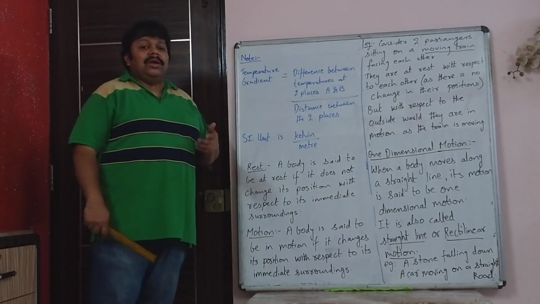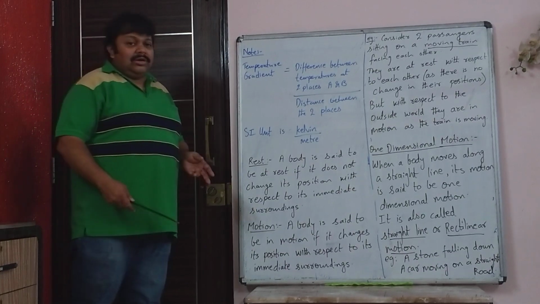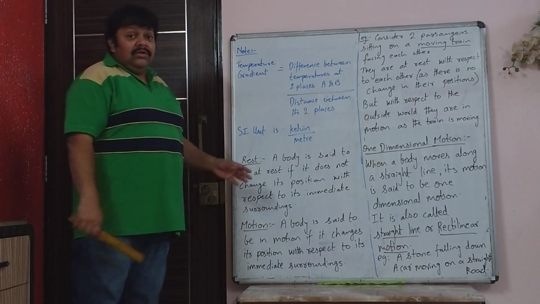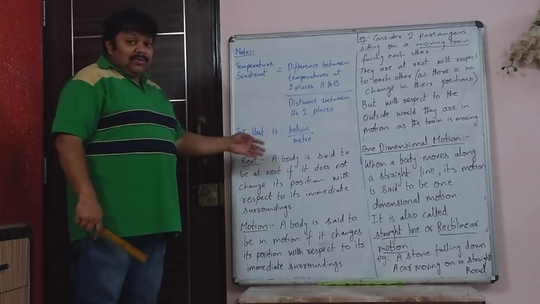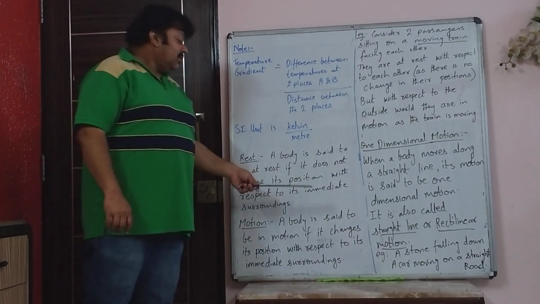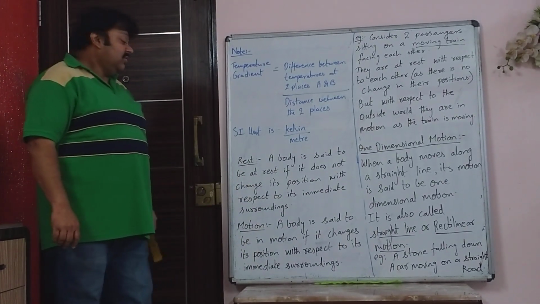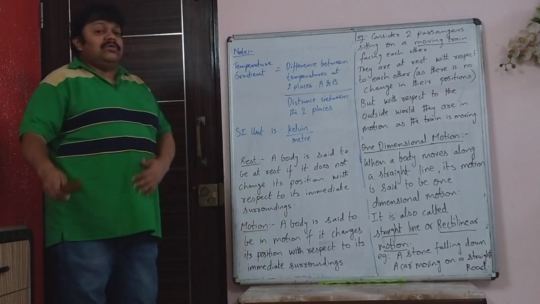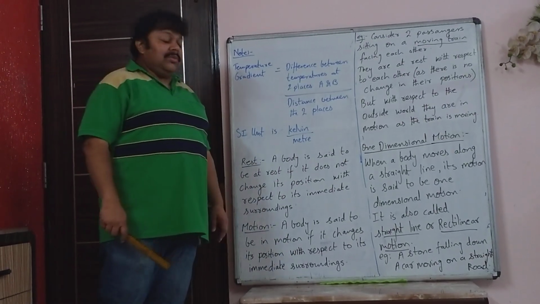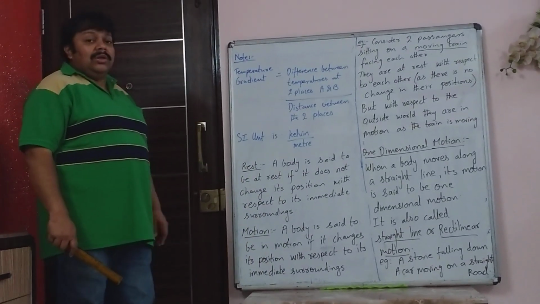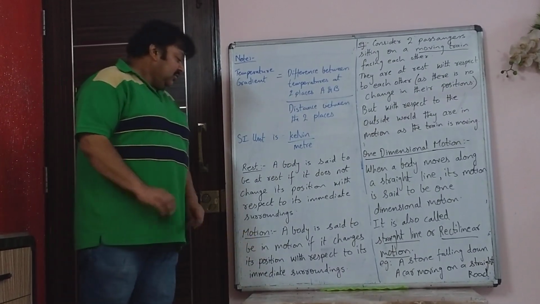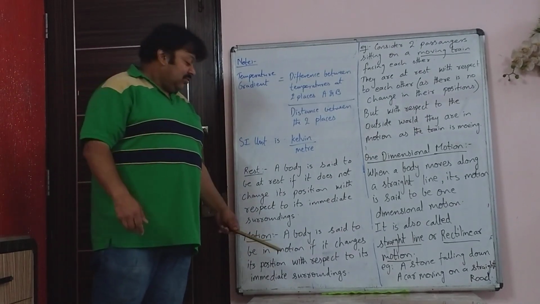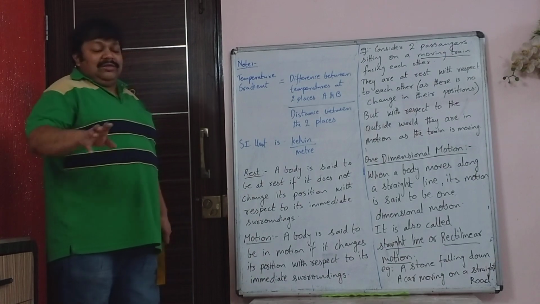Now we will see what is meant by rest and motion. It's very simple. You know what is rest and what is motion. But in physics, if a question is asked like define for 1 mark, then you will have to explain it properly. A body is said to be at rest if it does not change its position with respect to its immediate surrounding. And motion: a body is said to be in motion if it changes its position with respect to its immediate surrounding.